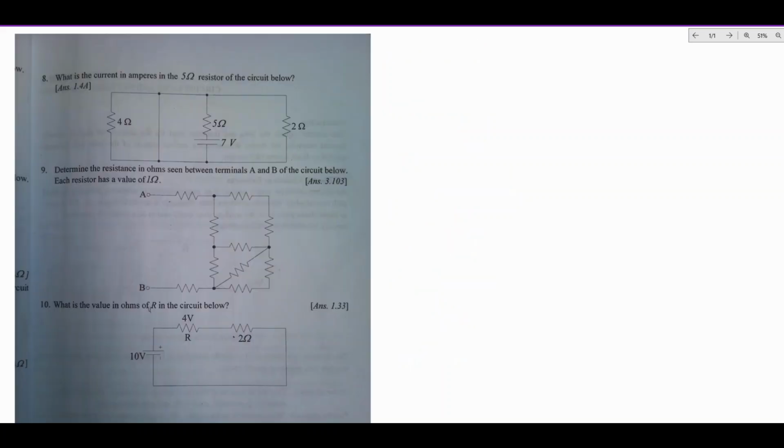Okay, so we are on question 8, which says, what is the current in amperes in the 5 ohms resistor of the circuit below? So let's draw the circuit. We have 5 ohms here, then we have the 7 volts voltage source here. Then we have another resistor here, which is the 2 ohms resistor. We have 5 ohms here, and then we have 4 ohms here.